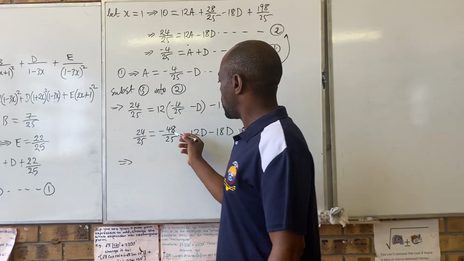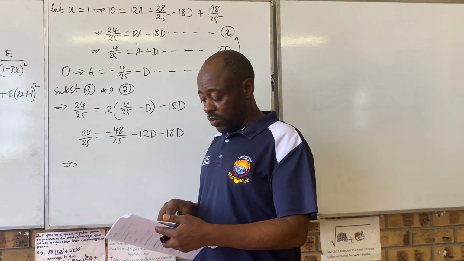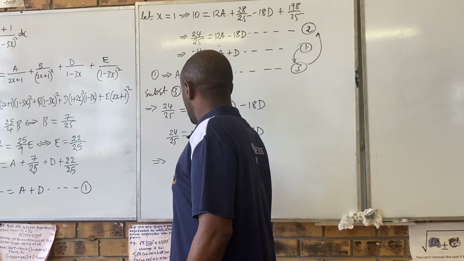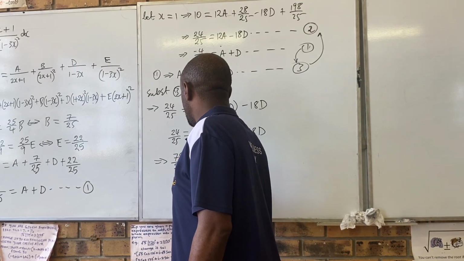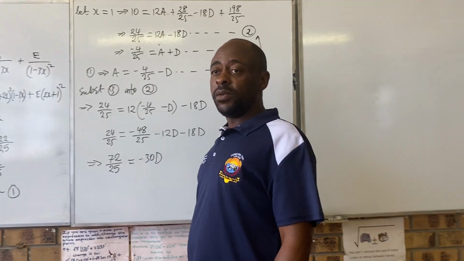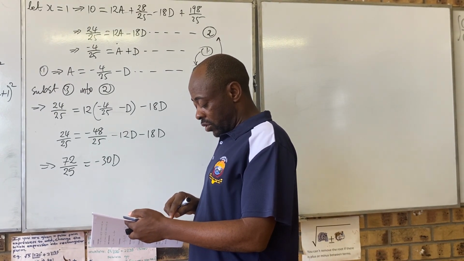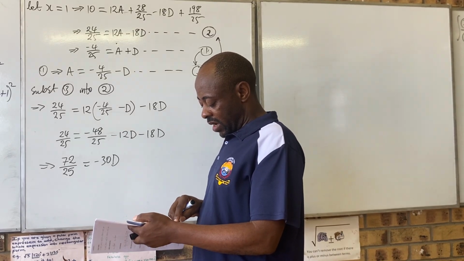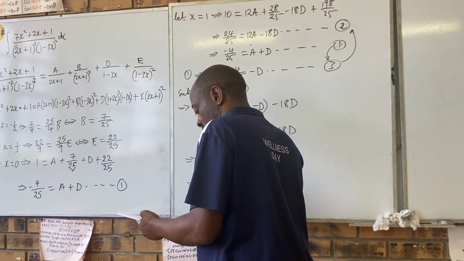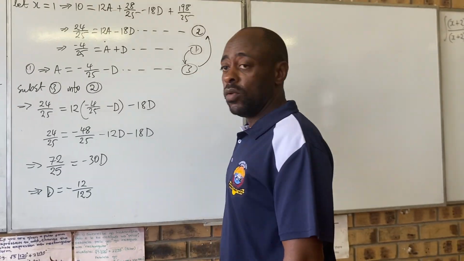So I can pull like terms together where negative 48 on 25 will move that side. So if it moves that side, I will just be taking 48 plus 24. That gives me 72. Since the denominators are the same, I'll be having 72 on 25 is equal to negative 12 minus 18 is negative 30d. So if I divide both sides by negative 30, that is to say 72 on 25, then I divide by negative 30. So this tells me that d is equal to negative 12 on 125. So I'm done with d.